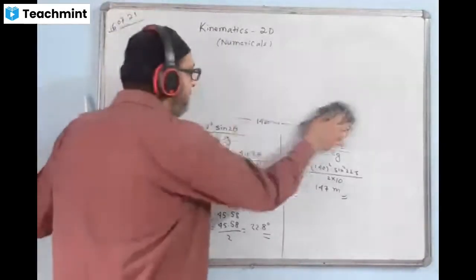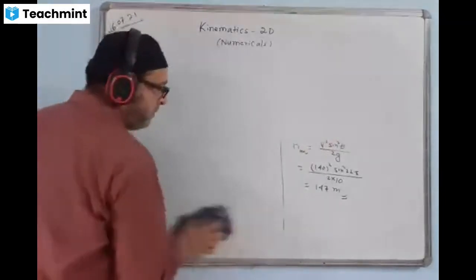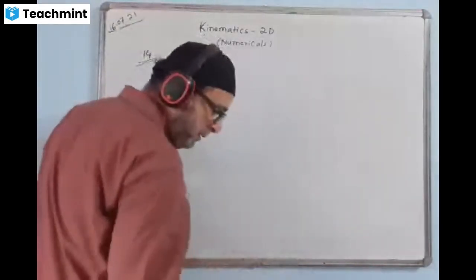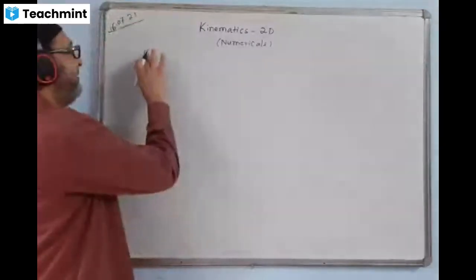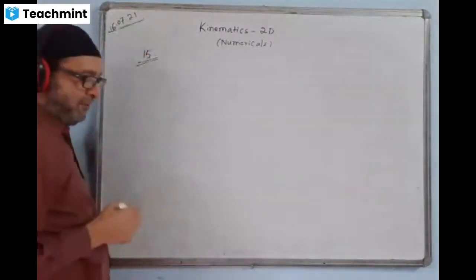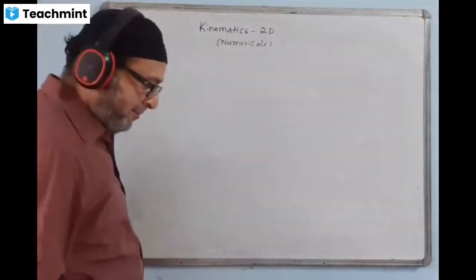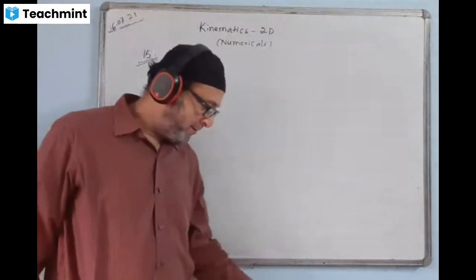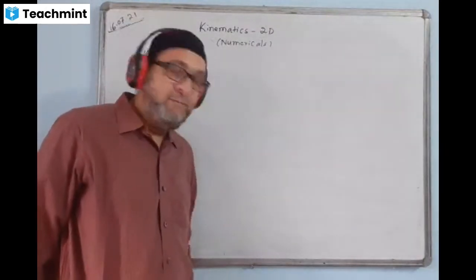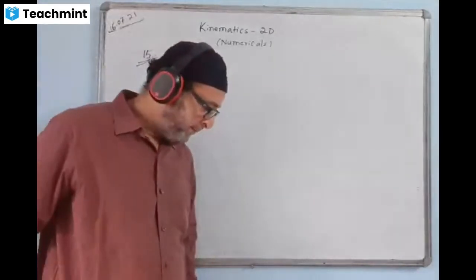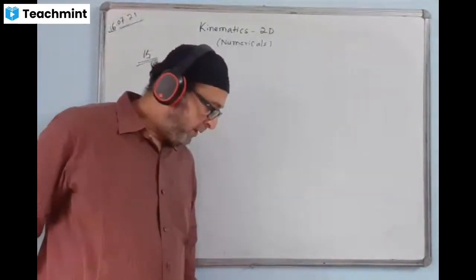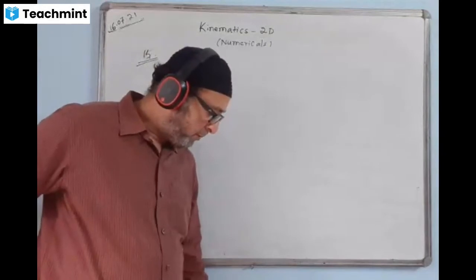Tell me now, what is it? Next. Number 15. Okay, no problem. Don't lose heart, boys. If you are not able to do it, you must try at least once so that you will know your weakness. If you try and don't get it, I'll do it. No problem.